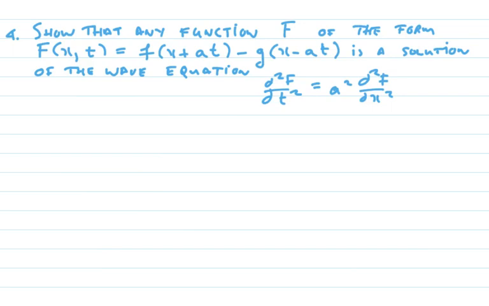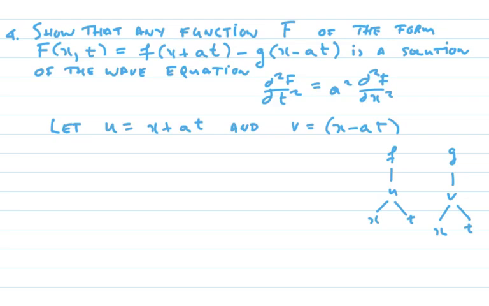Okay, let's talk about problem number 4. As before, we are going to use two substitutions to simplify matters and to get a clearer picture of the problem. If we use the substitutions u equals x plus a times t and v equals x minus a times t, we can draw the relationships as I've indicated with the diagrams on the right of the screen.